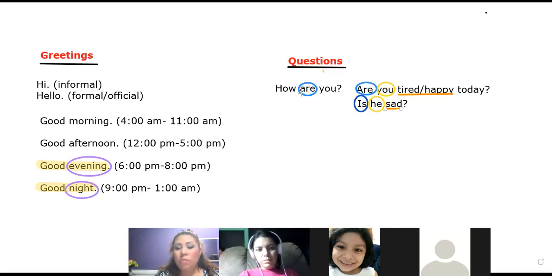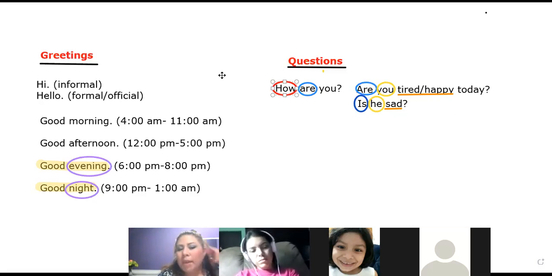Or you can use a question word at the beginning of the sentence. For example, you can say, how are you? So what is how? In Spanish, how do you say how? Como. Mm-hmm, exactly, como. So it'd be, how are you? ¿Cómo estás? ¿O cómo está usted? Right? Are you tired or happy today? ¿Está usted cansado o feliz hoy? ¿O estás cansado o cansada o feliz hoy? Is he sad? ¿Está él triste? Okay. So that's the verb to be.